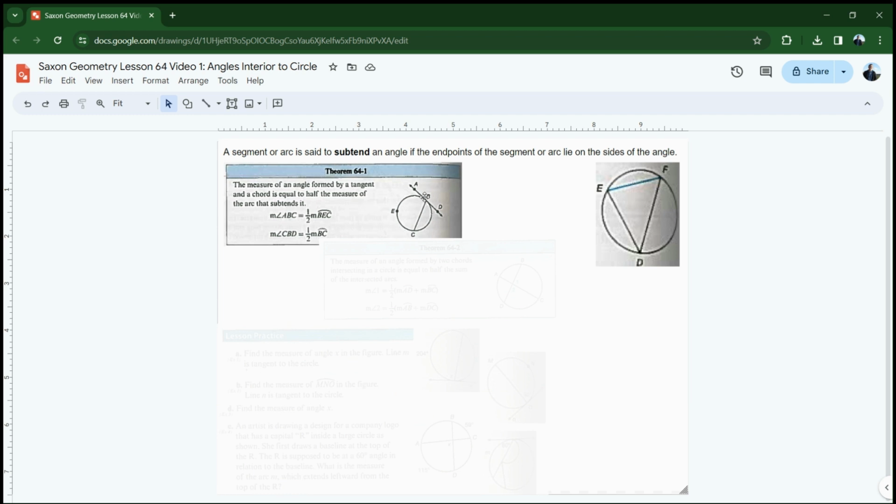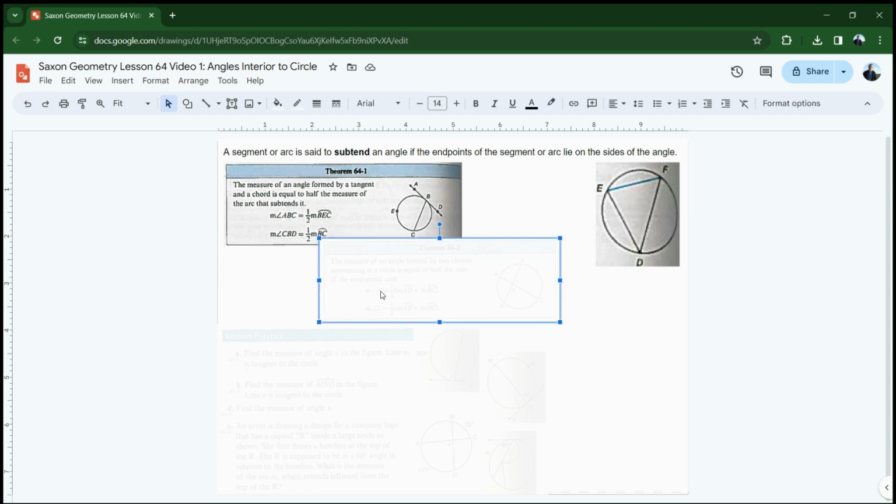If I find how many degrees of the circle this arc is, and then multiply it by 1/2, that gives me angle ABC. Same is true for angle DBC. If I figure out what the measure of this arc is, multiply it by 1/2, I'll get the measure of DBC. Now, there's another theorem.